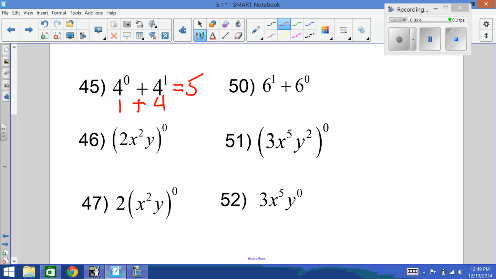All right, 46. Look here, everything in the parentheses is to the 0 power, so that means everything in here will go to 1. Now 47, we have 2. Now everything inside the parentheses here is to the 0 power, so that means it gives me 1. So 2 times 1 is 2.